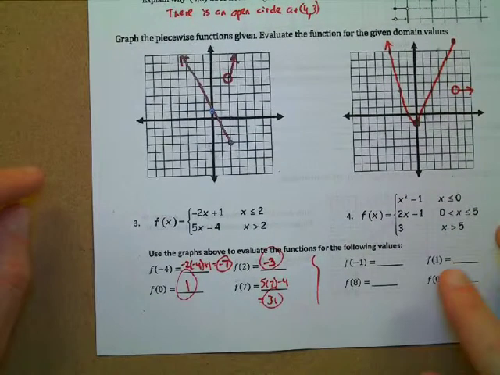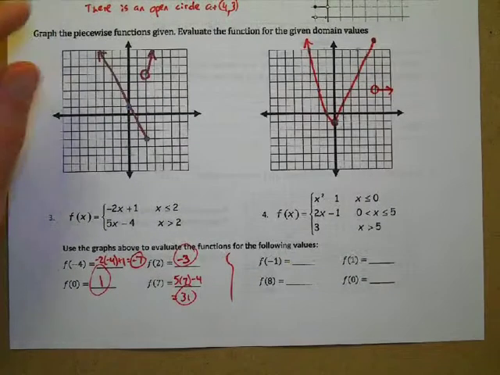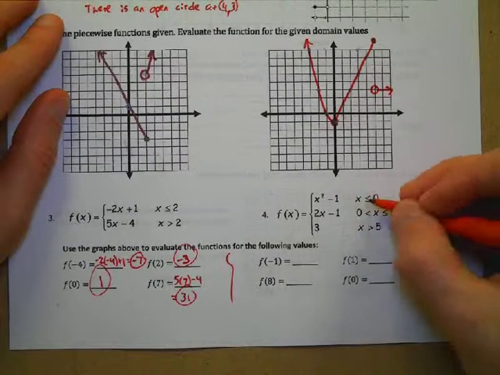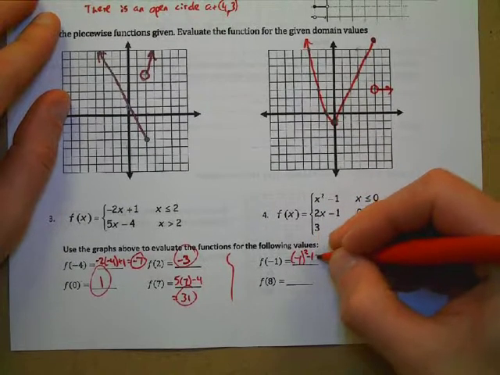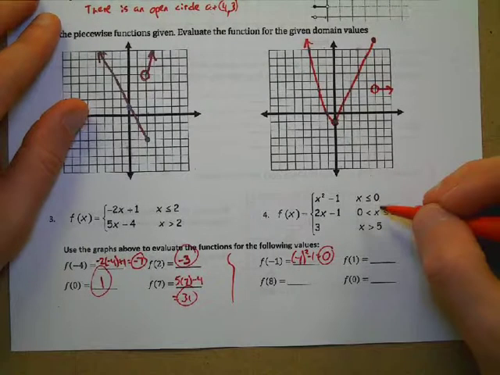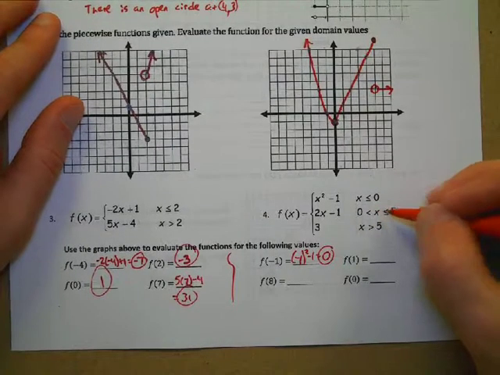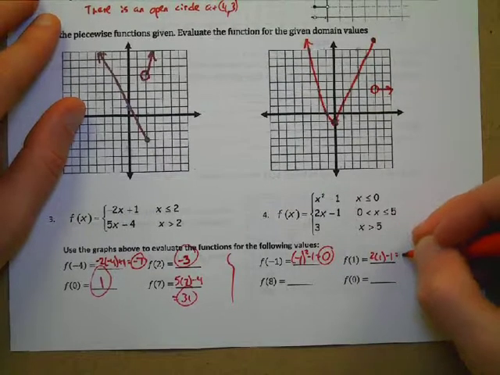Okay? And the same thing is true over here for number 4. We can do the same thing. So for this one, negative 1, that's less than or equal to 0, so I can plug it into this equation. So it'll be negative 1 squared minus 1, which is 1 minus 1, or 0. Okay? F of 1, 1 is between 0 and 5, so that's going to go in the middle one here. So it'll be 2 times 1 minus 1, which is 2 minus 1, or 1.